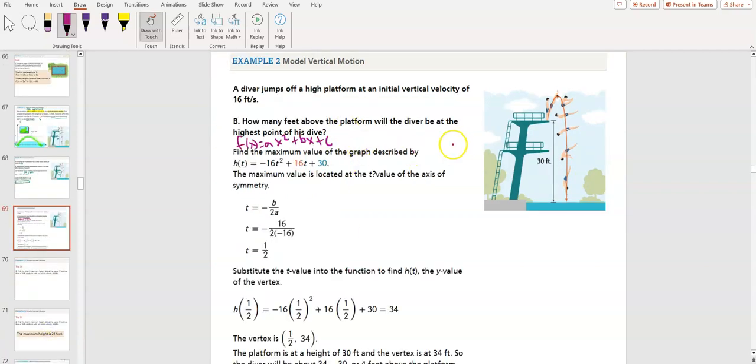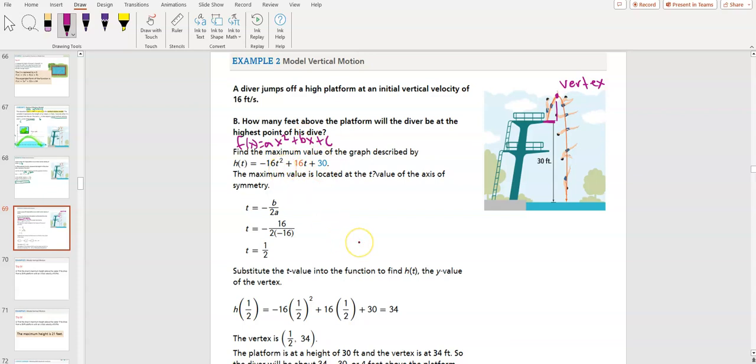Okay, so in our problem, we have our jumper jumping off the diving board, and we want to know how many feet above the platform the diver will be at his highest point. Because this is a parabola, our highest point is also called our vertex. So we're really just trying to find the vertex of this formula written in standard form. Then we're going to figure out the difference between where the man started and his vertex. So I wrote out the standard formula so you can see the comparison.